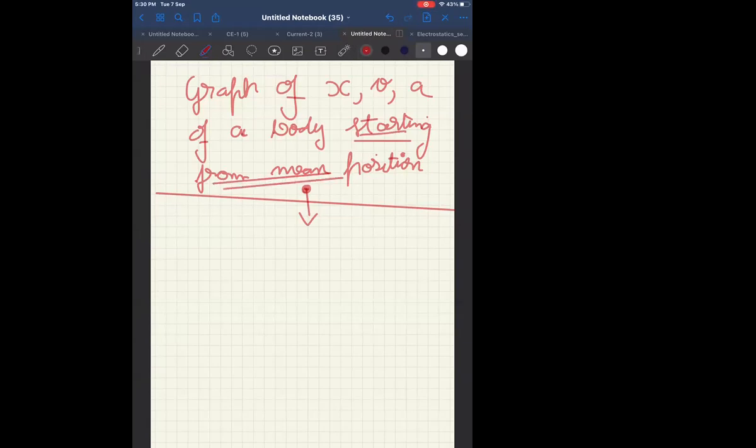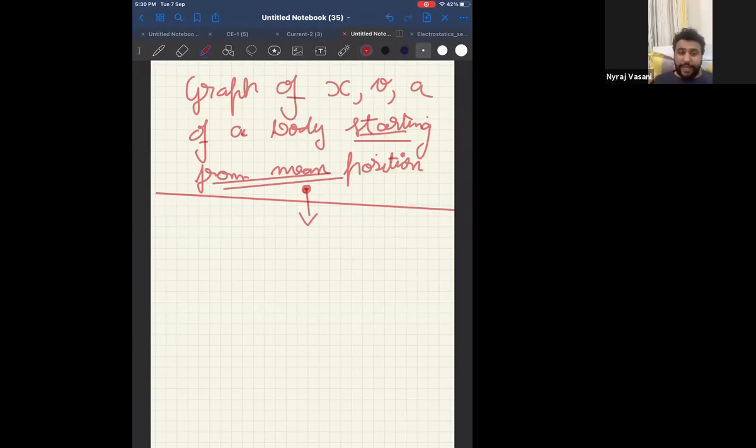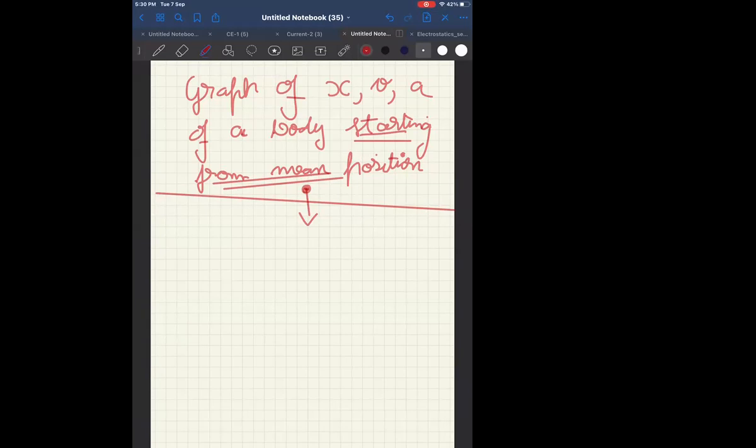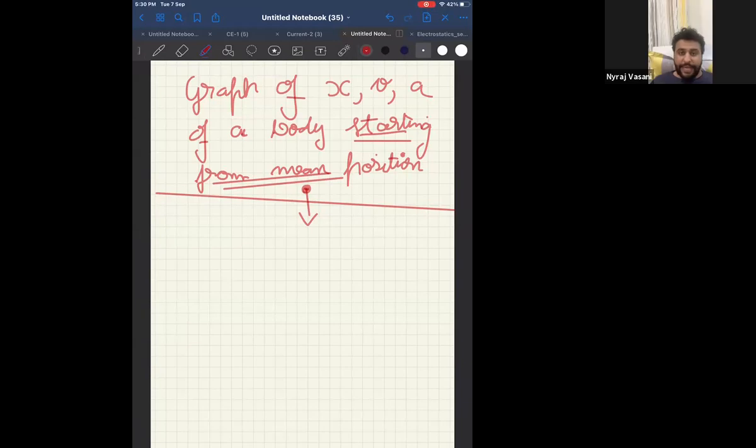Have we done this? X is equal to A sin omega t. Correct. We just know one thing. And what is that thing we know? We know that displacement X is equal to A sine omega t. We don't know anything else. We just know that displacement.